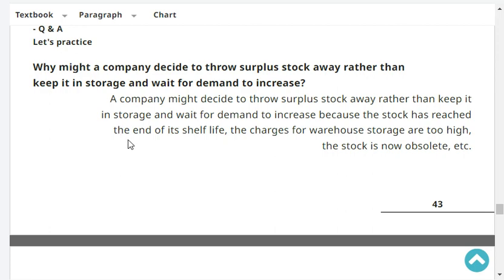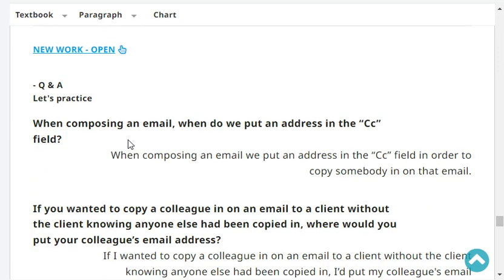Obsolete, etc. Very good. That was very long. Very good. Okay, next. When composing an email, when do we put an address in the CC field?